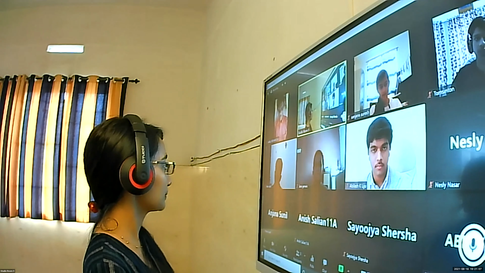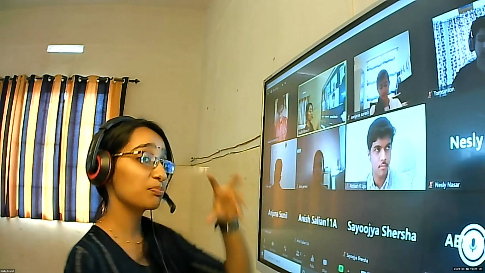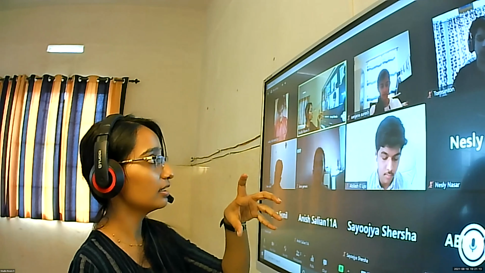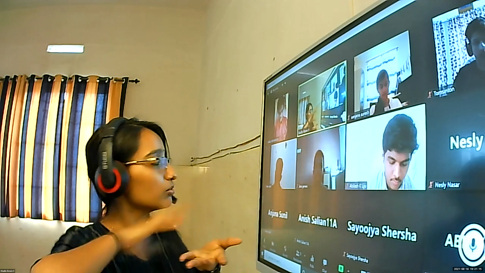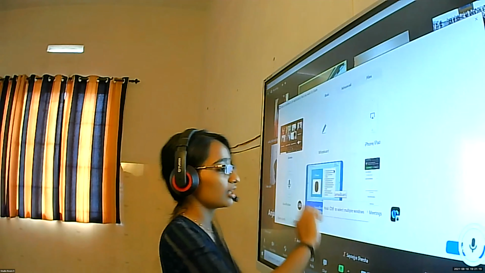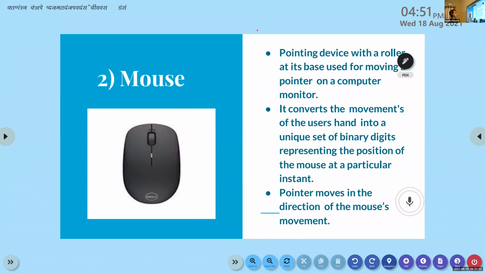any other answers? It is a pointing device, isn't it? It is used for pointing, right? As we move that mouse, the pointer will be moved in the monitor, right? You have seen that, and you know that, and I know that you're using that. So it is a pointing device with a roller at the base. There is a roller which helps us to move the pointer on the computer monitor.